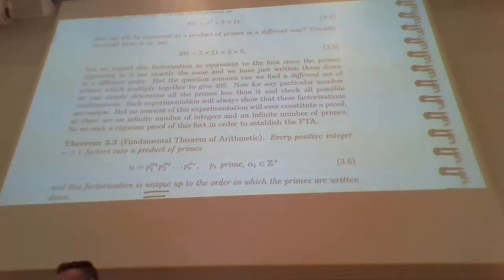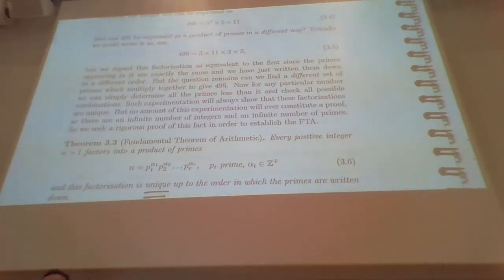Now, we haven't seen a proof for that yet. We haven't seen an argument for that. We might have a strong intuition that that's the case from looking at these small numbers. In the case of 495, we can prove it because we can just consider all possible products of primes smaller than 495. There's only a finite number of them.